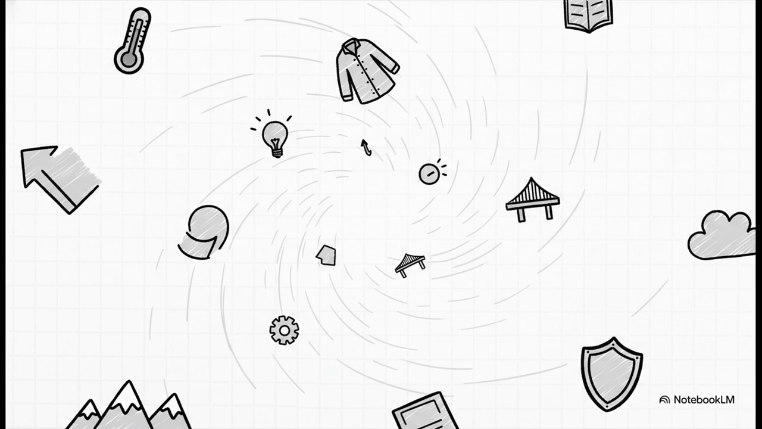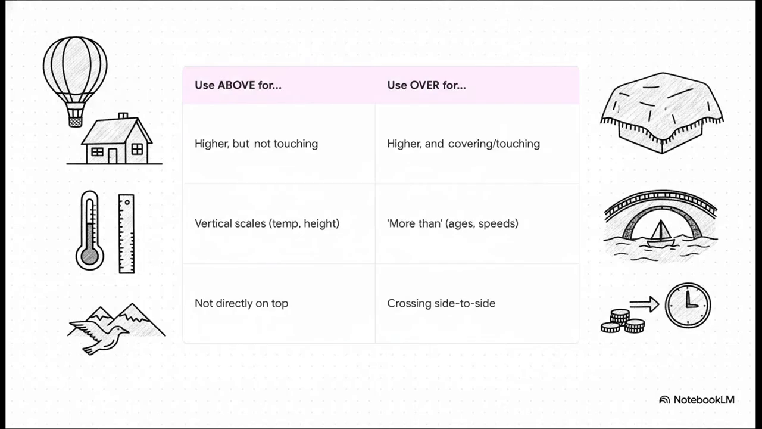Okay, I know we just went through a few different rules, but they all connect. It really just boils down to a couple of simple ideas. So let's pull it all together and make a final, clear summary. So here it is, the ultimate cheat sheet. Use above when something's higher but not touching, when there's a gap. Also use it for those vertical scales like temperature and height. Then use over when something is covering or touching something else, or when it just means more than for things like ages and speeds. And of course, when you're crossing something like a bridge over a river. That's it. That's the whole game right there.